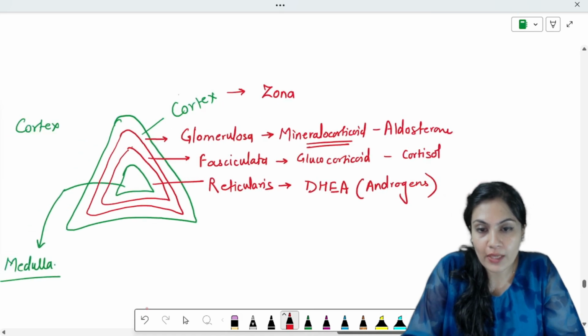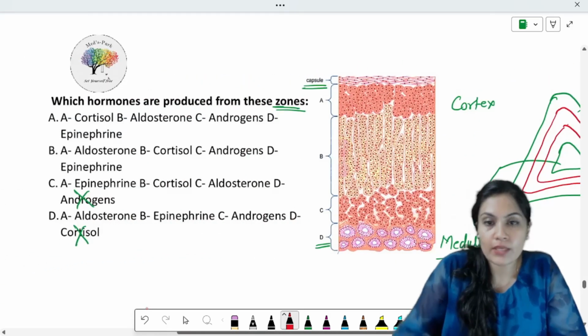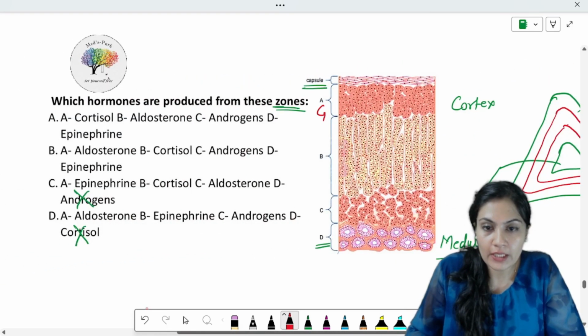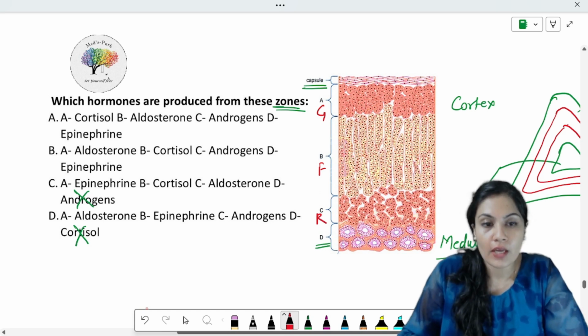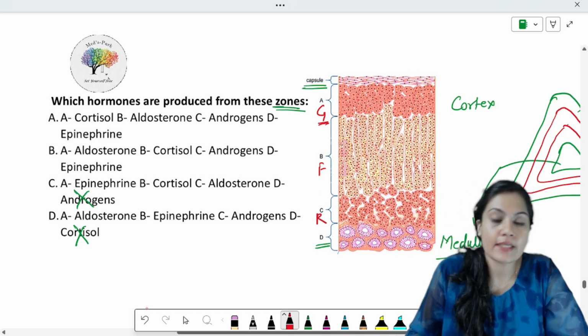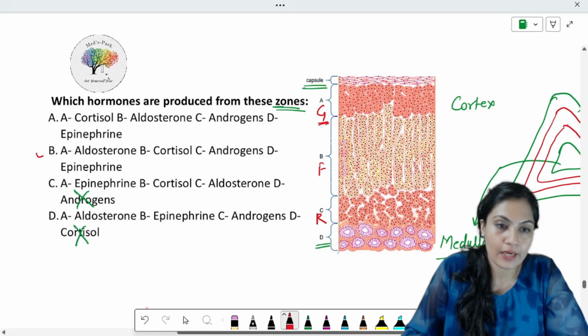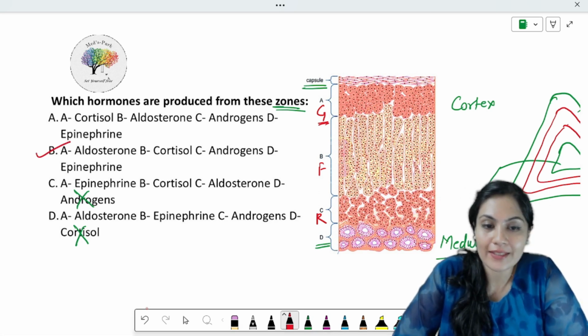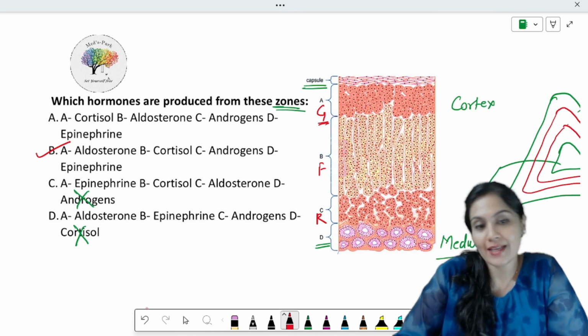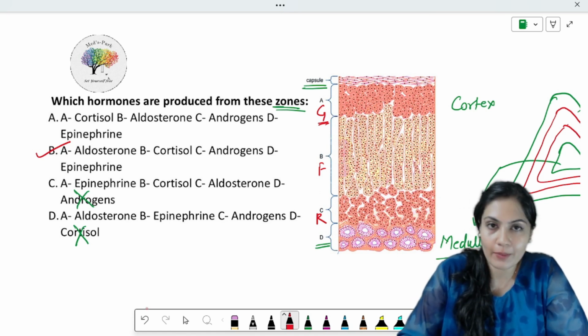So if we look at this, layer A is G, this is F, and this is R, GFR. Of course, the G is going to release the mineralocorticoid, that is aldosterone. B is going to release the glucocorticoids, that is cortisol. C is going to release the androgens, and D epinephrine. So the answer over here becomes option B.